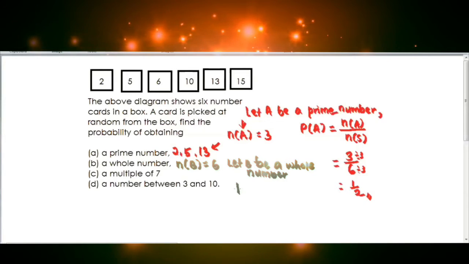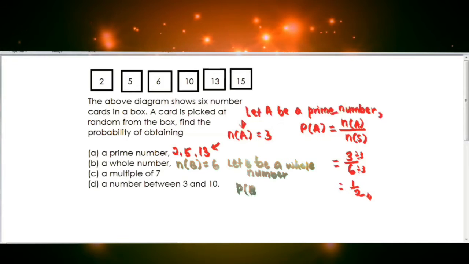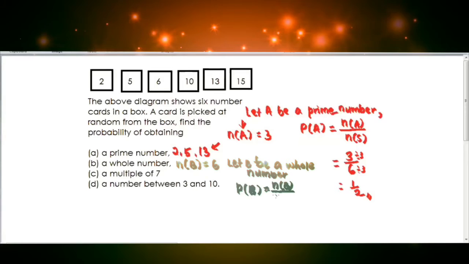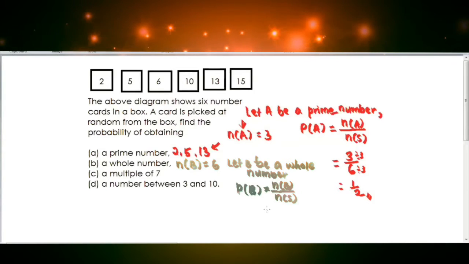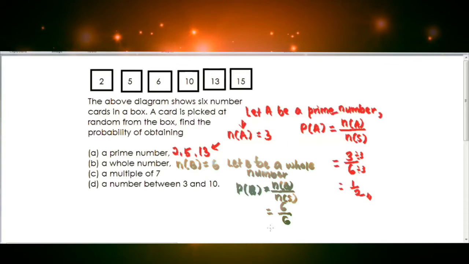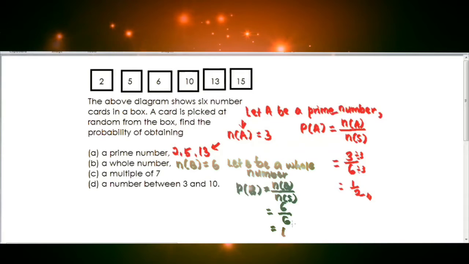Then we put our formula. B equals the number of my events divided by the number of my sample space. My event is 6, and my sample space is 6 also. So 6 divided by 6 equals 1. So we get 1 for the answer.